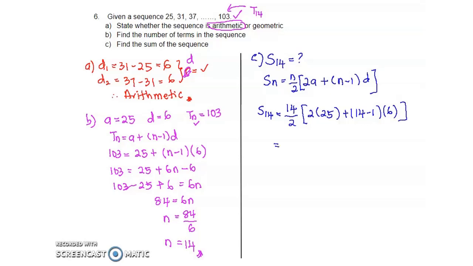Simplify this one. 2 times 25 is 50, plus 14 minus 1, 13. 13 times 6 equals 78. So 78 plus 50 equals 128. So 128 multiplied by 7, we get 896.